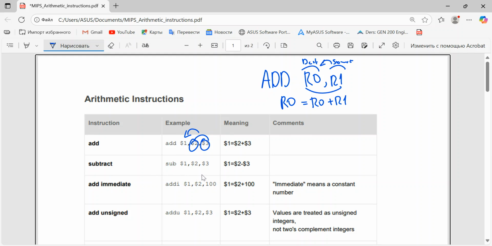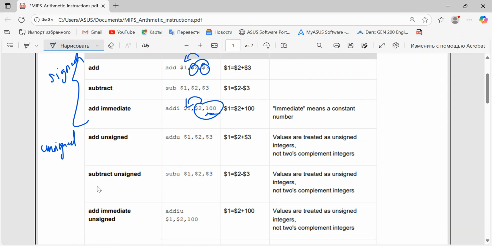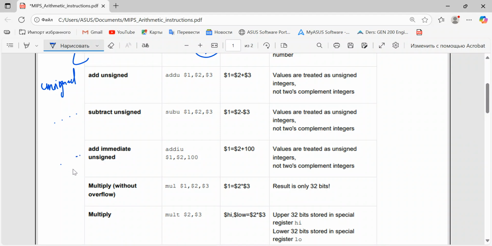What about subtract? It's the same thing. What about add immediate? By the way, all of them are signed here. The only difference is that we have a constant number, an integer. We have only the integer part here. So we add them together and store the value into the $1. This one is unsigned, but let me write it here, though it's obvious. The same thing here. Add immediate unsigned, same thing.